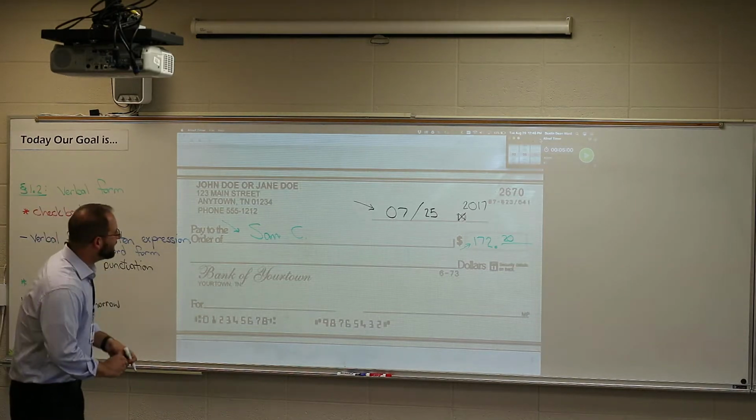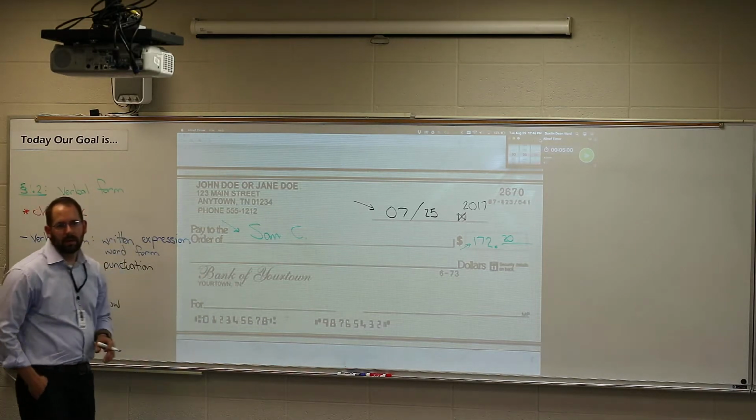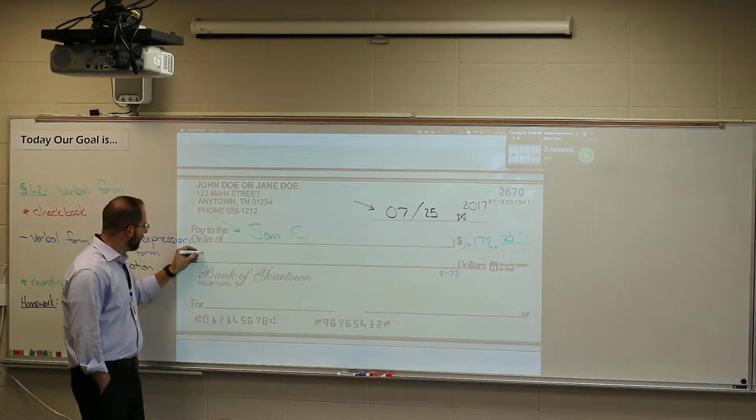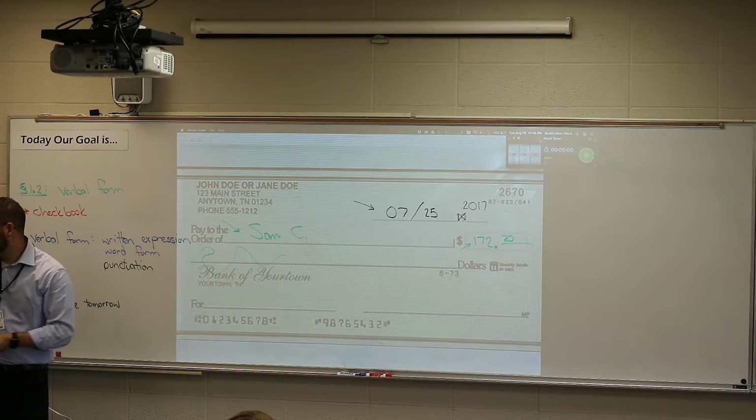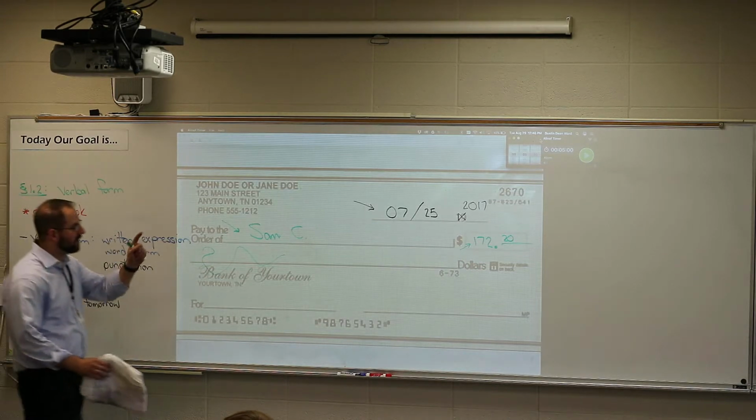Sam, what did you fill in the next line? And a dollar one? Like this thing right here. What do you put in this area? Well, it says dollars, so I'm assuming how much amount you put in there. Exactly. So how much did he write his check for?